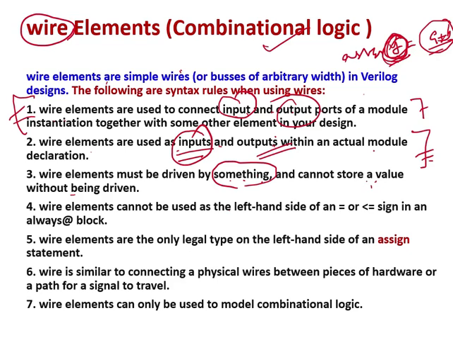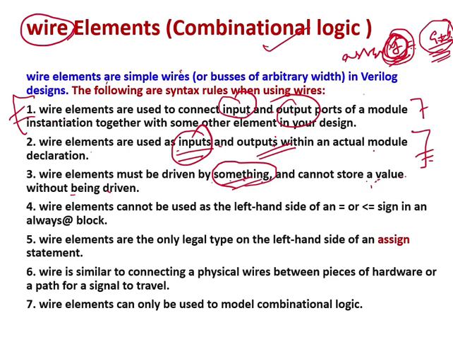So y is a wire element, and it has to be driven by something, else it cannot store a value. Without being driven, it cannot store a value, because if you are not assigning this value, then the wire is not going to store it. A REG can hold data, but a wire cannot store data. It just carries an assigned value. So wire elements must be driven by something and cannot store a value.